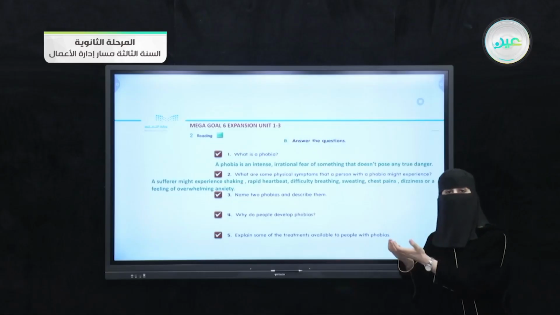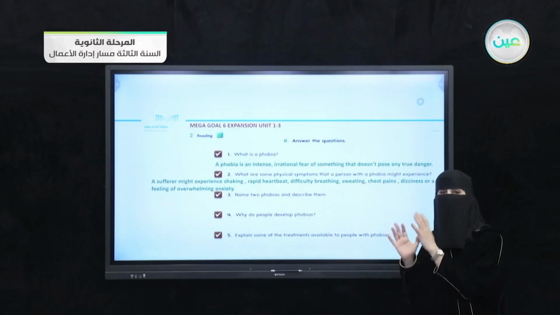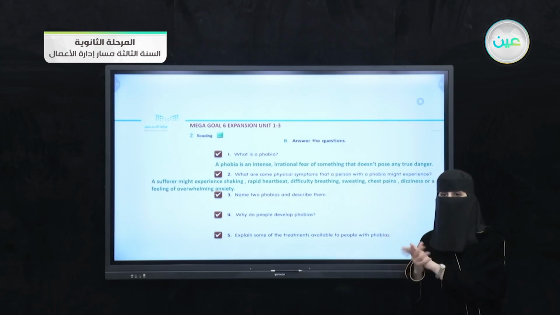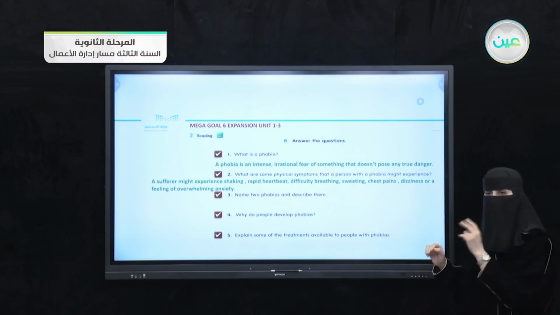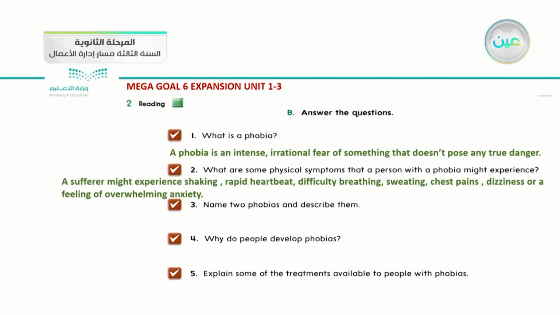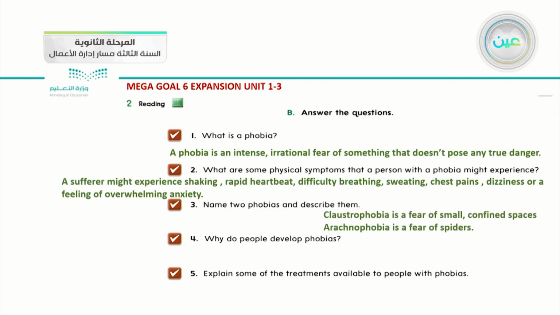Number three, name two phobias and describe them. In the previous lesson, we mentioned a lot of names, maybe four or five kinds of phobias. They want you to name two of them. We understood in a previous lesson that claustrophobia is a fear of small, confined spaces. This is the first kind they mentioned in the first paragraph of our reading passage. And number two is arachnophobia, a fear of spiders.